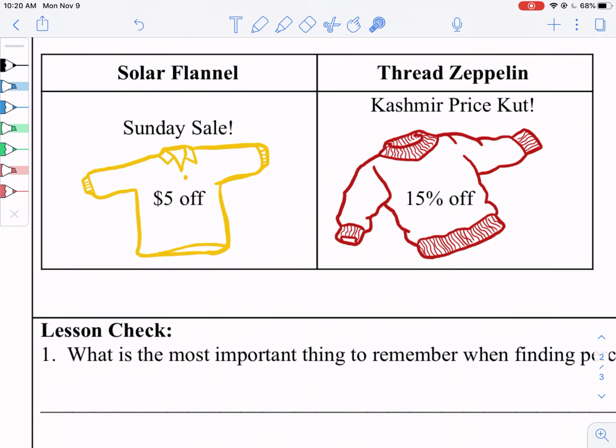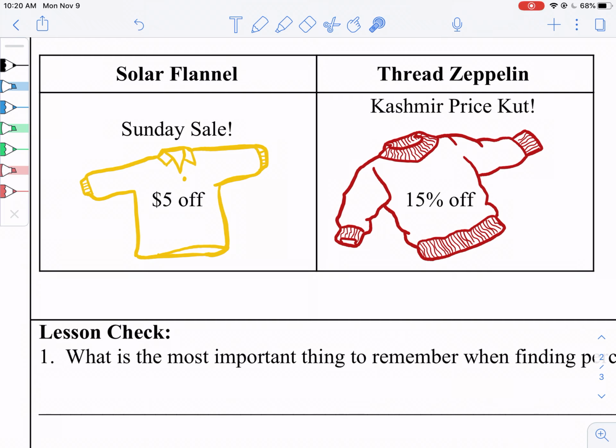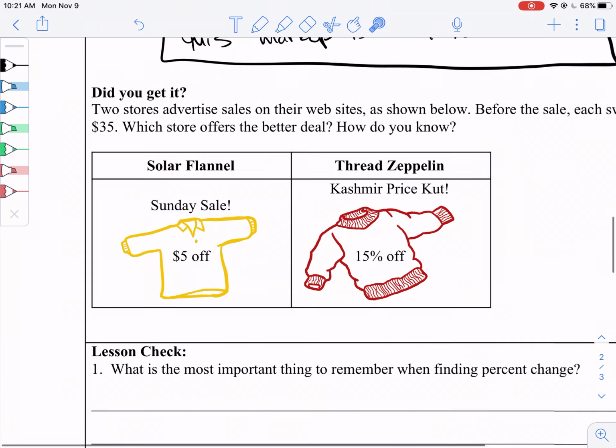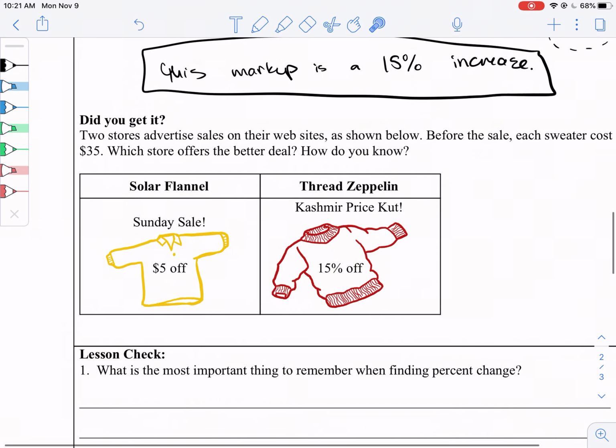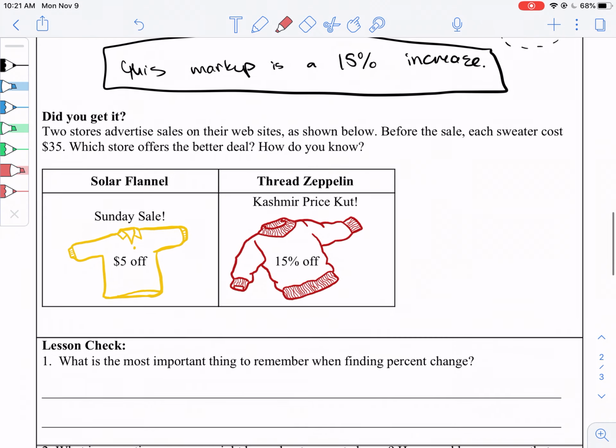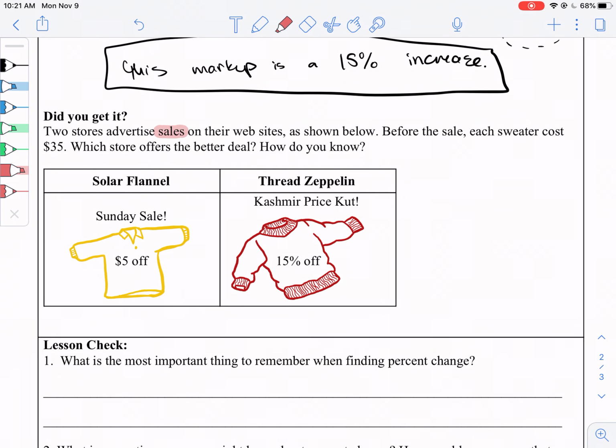So let's look at this and find, okay, what is the percent change here? Or what is the final price going to be? So take some time, see what you think, and let's go. All right, so here we're both dealing with decreases. They have sales, which means our prices are going down. Our original price is $35.